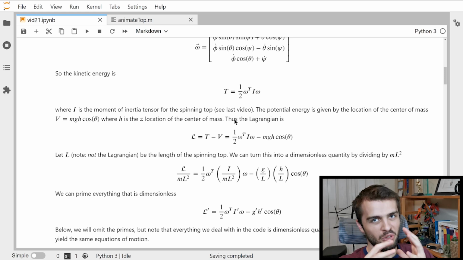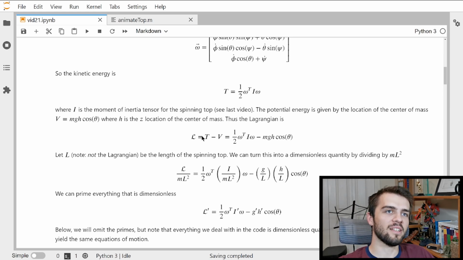So the Lagrangian looks actually pretty simple. L is T minus V, which is 1/2 omega^T I omega minus mgh cos theta. Of course, this is a matrix equation, but you get a scalar that comes out because I omega is a vector, and then it's sort of like a dot product between two vectors. It looks simple, but of course it's quite complicated once you start getting into the math, and definitely not something you want to do by hand.